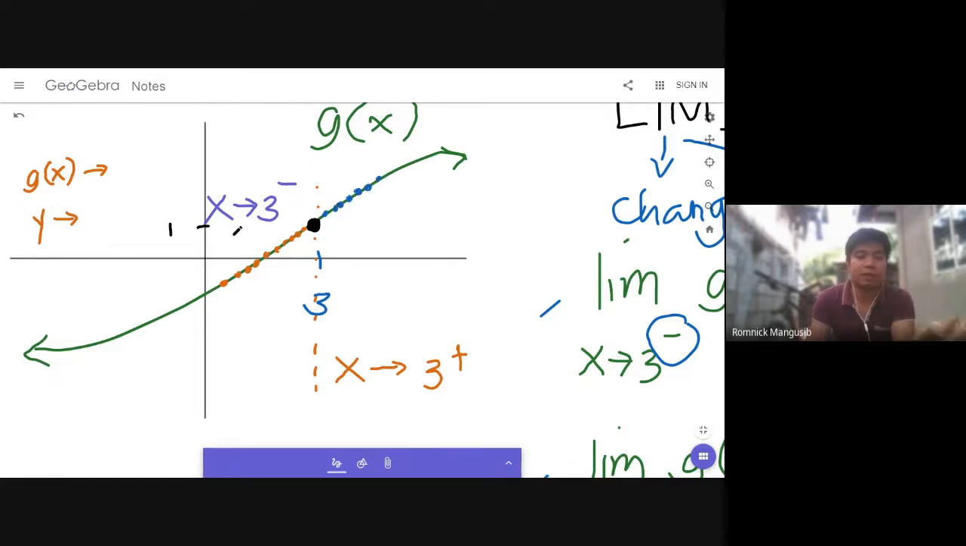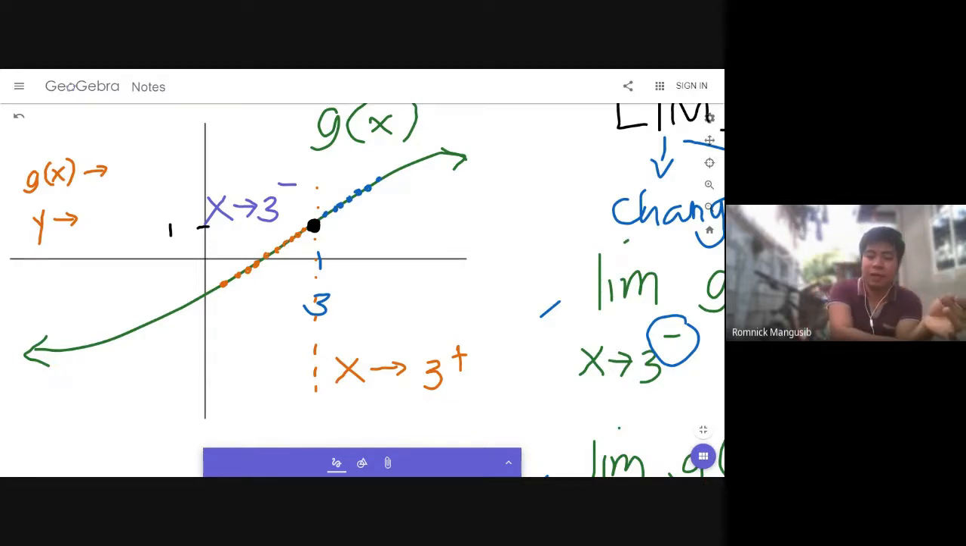saan naman papunta ang y? Saan papunta ang x? What happens to the value of y and what happens to the value of x? Can someone answer that? O ano sa tingin nyo? When x keeps on reaching out or approaching 3 from its left, ano ang nangyayari sa y? Anong value ng y naman ang nilalapitan? Okay? As to what value of y is being approached as x keeps on approaching 3 from its left?